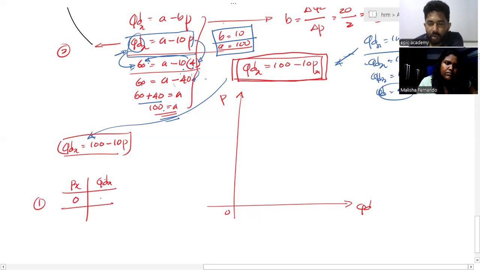Then you have to calculate what will happen to the quantity of demand. On the other hand, second assumption, you are going to assume that the quantity demand values become 0. Okay. So now you have to calculate the value for the price. Okay, I will do it.